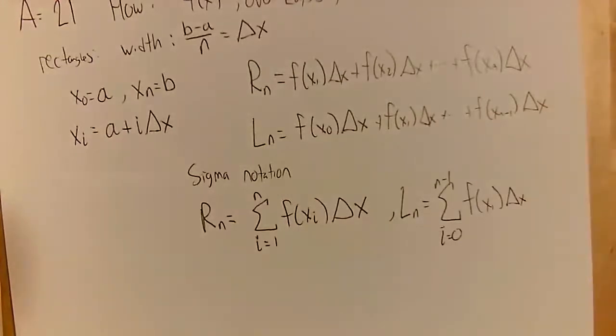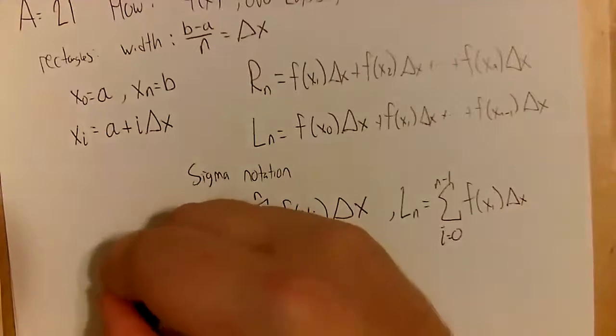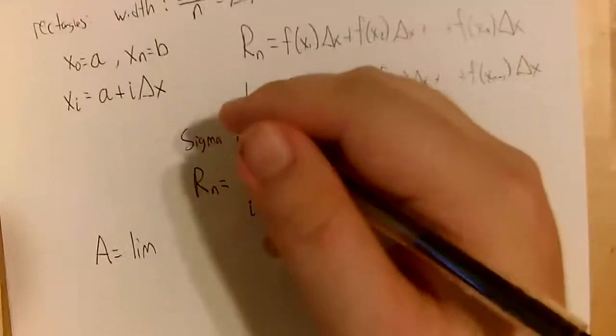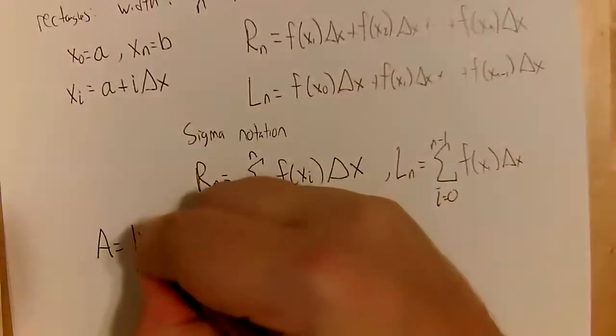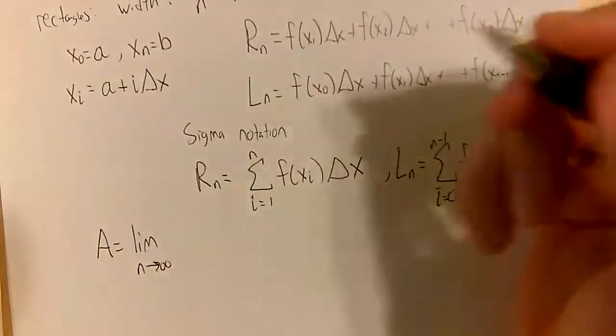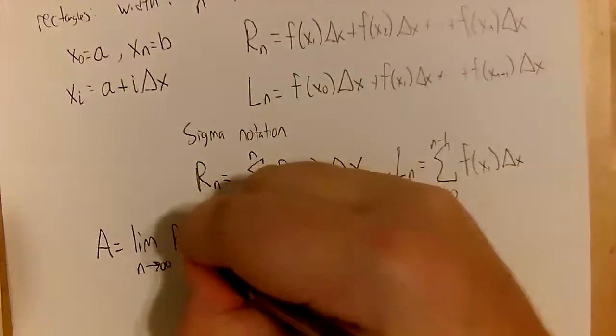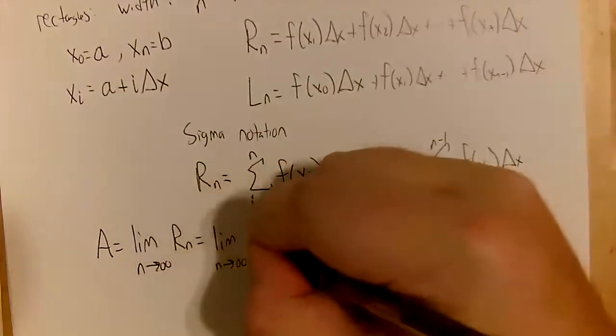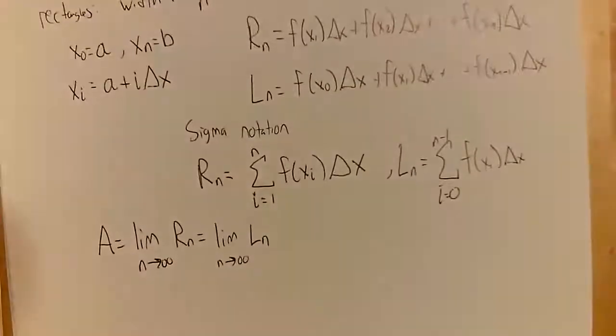So anyways, this is sigma notation, and this is a compact way of writing our left and right-hand sums. Anyways, if we want to get the true area of the curve, we need to make our n larger and larger, right? So it stands to reason that the exact area under the curve, no squiggly equal this time, will be the limit as n goes to infinity of our right-hand sum, and we could also use the left-hand sum as well, or the midpoint one, if we have it.